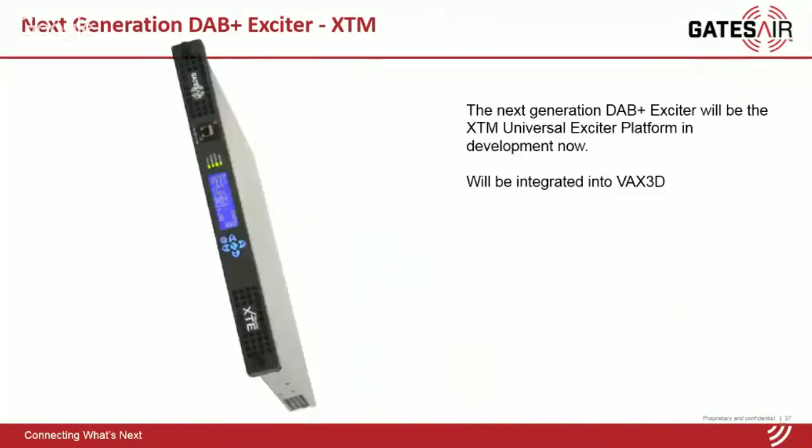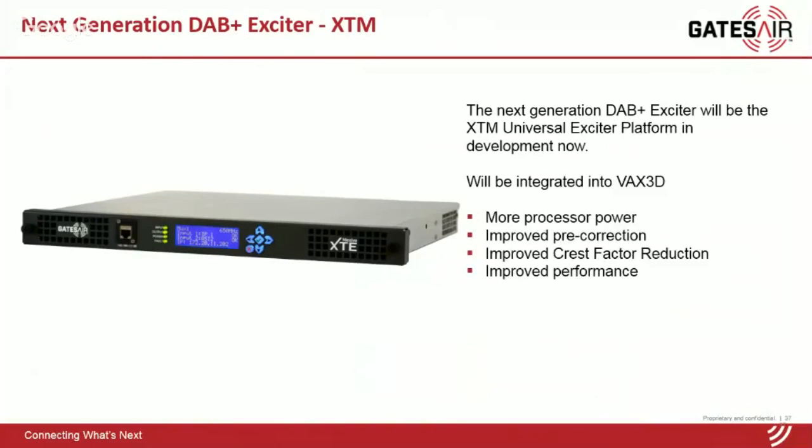And then, of course, the new XTE. It's more processor power, it's smaller, improved pre-correction, better crest factor reduction, better performance, lower cost than our current exciter, and delivery for DAB is expected in December of this year. So we're really looking forward to that, as are our customers. And this will be integrated into the VAX 3D.